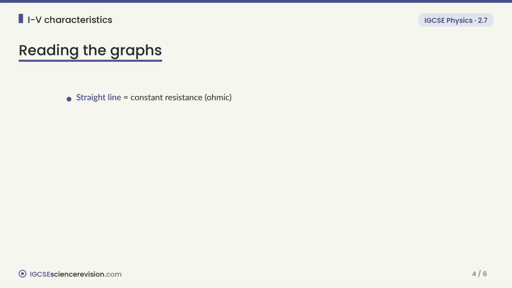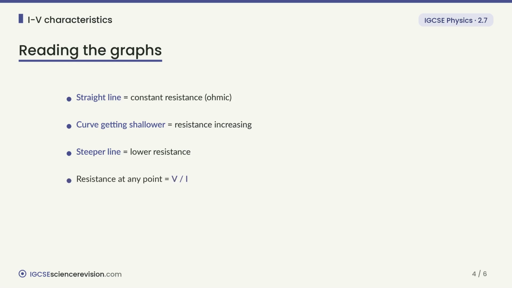A straight line through the origin means constant resistance, an ohmic conductor. A curve that gets shallower means the resistance is increasing, like the heating filament lamp. In general, a steeper line means a lower resistance, more current for each volt. And you can always find the resistance at any point by dividing the voltage by the current at that point.